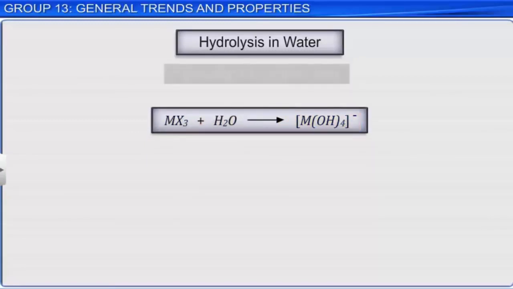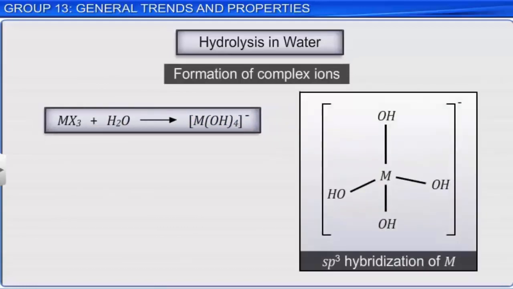Trichlorides in water form complex ions with 4 hydroxides around the central metal. In these ions, the metal exhibits tetrahedral geometry and sp3 hybridization.